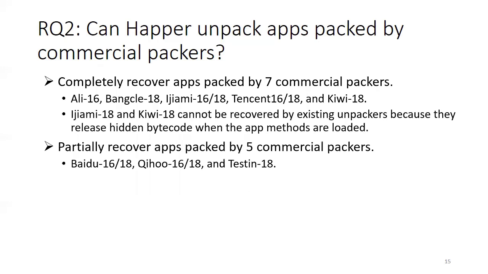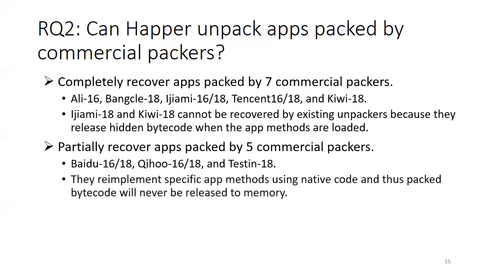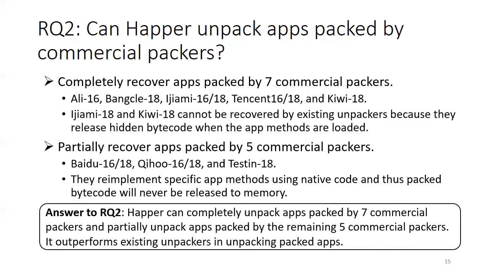Meanwhile, Happer can partially recover the text files of apps packed by the remaining 5 commercial packers, including Baidu, Qihoo, and Testing. Since these packers re-implement the hidden bytecode using native code, the hidden bytecode will never be released to memory, and thus currently no unpackers can completely recover them. Since Happer can completely recover the original text file of apps packed by 7 commercial packers, while the other unpackers can completely unpack the apps packed by 5 commercial packers at most, Happer outperformed the existing unpackers in unpacking apps packed by the 12 commercial packers.